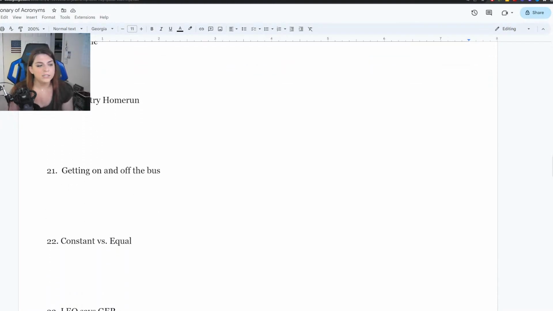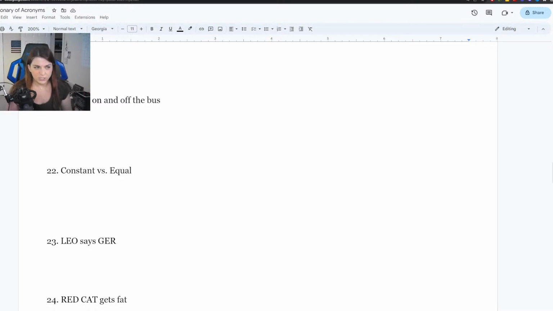Getting on and off the bus is related to equilibrium. 5 people get off the bus, but 5 people get on the bus. The number of people on the bus stays the same. So the concentration stays the same. 22 is related to that. Constant versus equal. Your concentrations will stay constant in chemical equilibrium, where your rates are equal. The forward reaction happens at the same rate as the reverse reaction. And for that reason, 5 people get on and 5 people get off. The numbers stay constant.